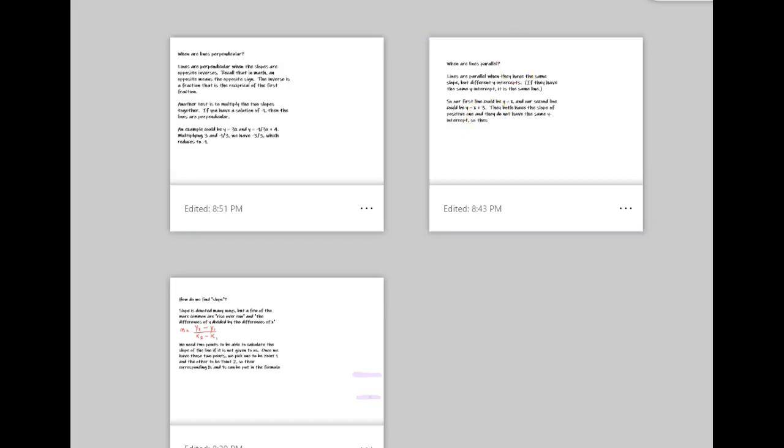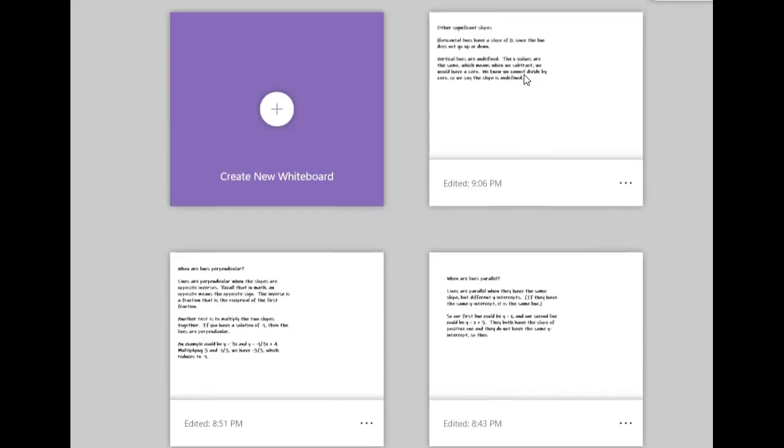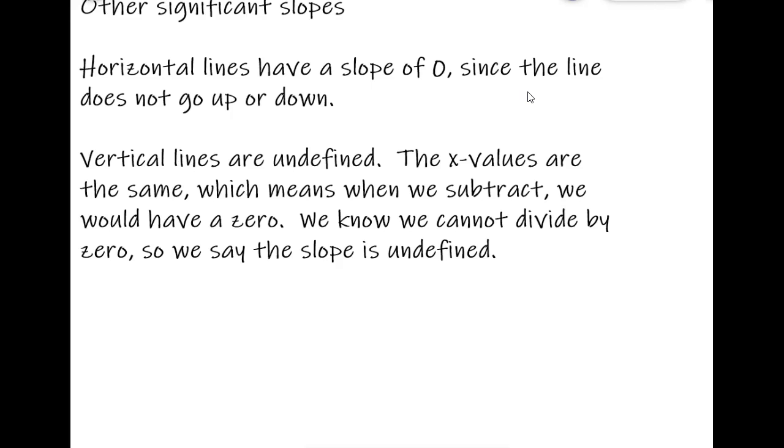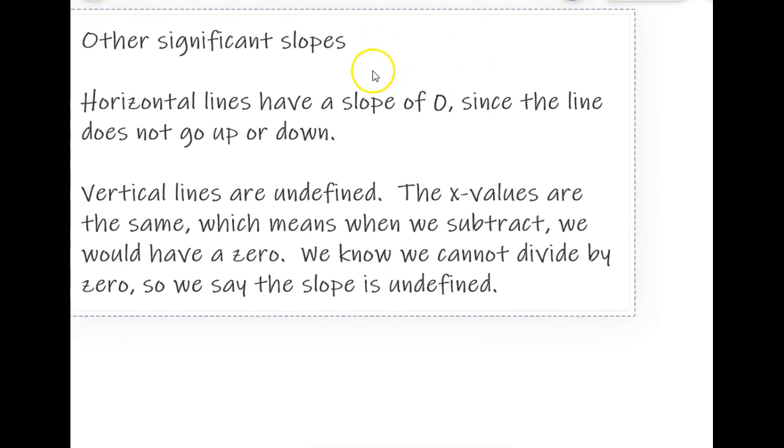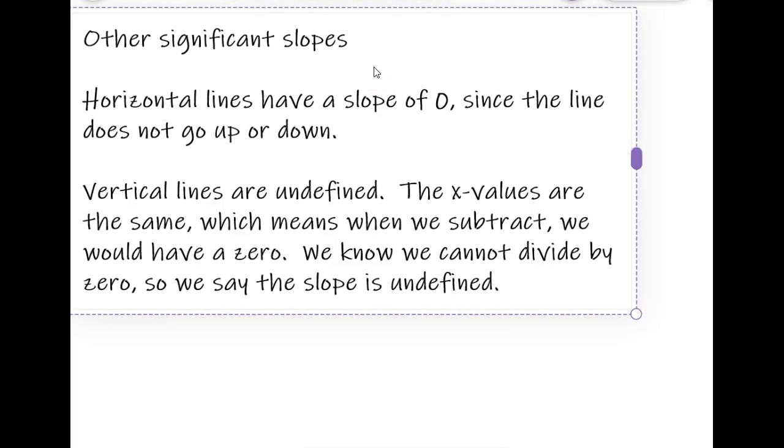All right, and then I have one other thing to do with slope that I want to be sure to cover. Our other significant slopes: horizontal lines have a slope of 0 since the line does not go up or down. Remember, horizontal, we're just going straight across. There's no rise, there's nothing to go up, so the slope is 0.